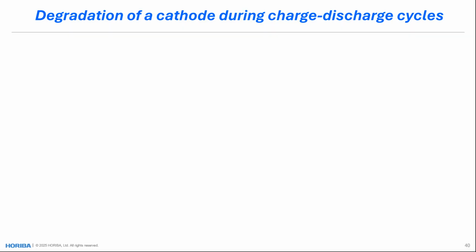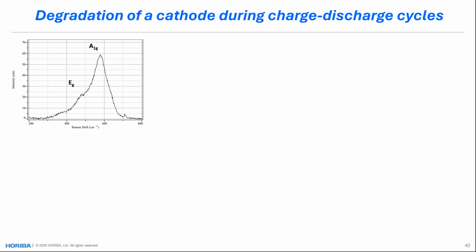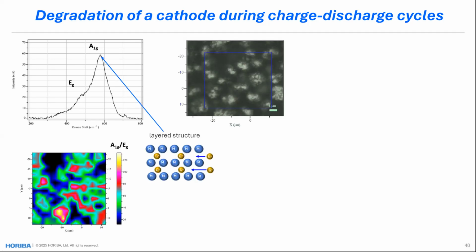Now we're going a little bit into degradation of the cathode during the charge-discharge cycle. This is a very important thing that you always study. Here is a picture of the mapped area of the electrode, and you can see the spectrum of the fresh electrode. The NMC electrode usually has a layer structure, and lithium atoms can go through quite easily, and we see the distribution of the Eg and A1g bands. The Eg band is very low, but still exists, so there is a certain defect in the structure, but the A1g band dominates.